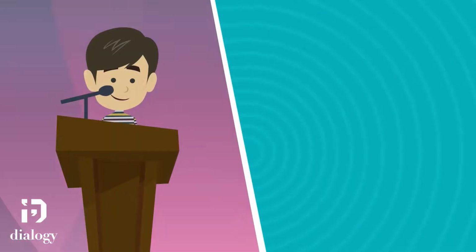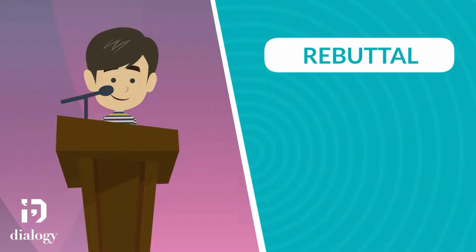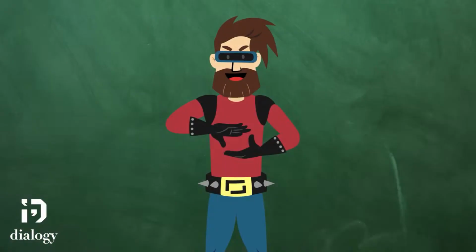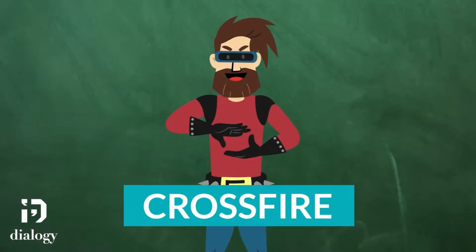The second place to talk about burden is when rebutting arguments. If your opponent's arguments are not directly related to the burden in your debate, you should point them out in your rebuttal. In our example of the homework topic, you could say, This argument is not related to the burden of the con team in this debate. At best, they are proving why we should reduce the amount of homework, but they are not proving that we should ban it completely.